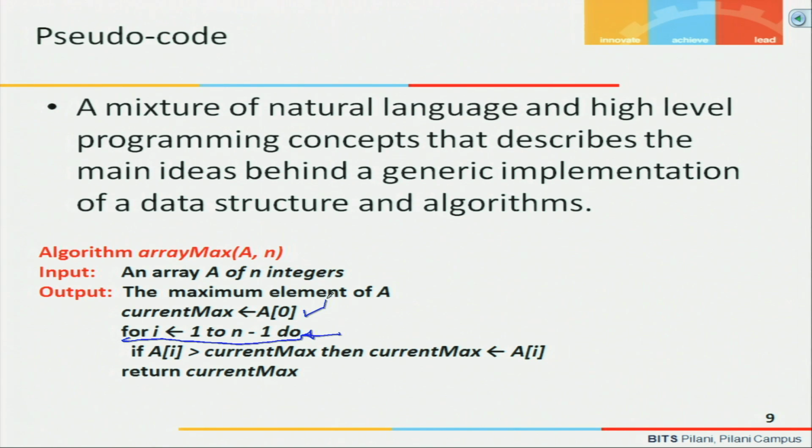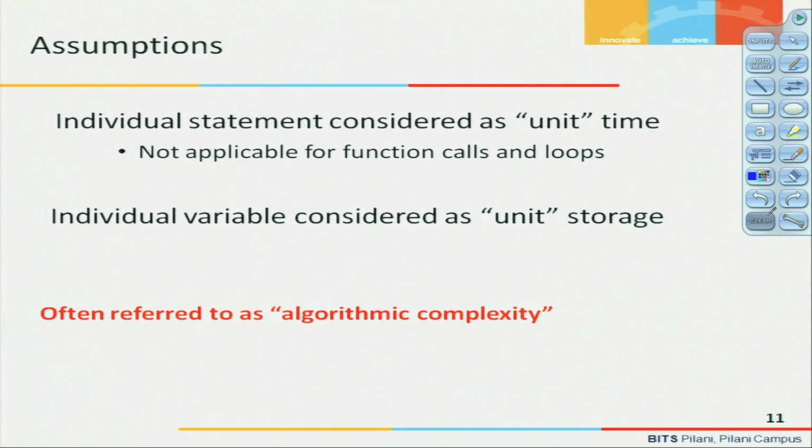It is an assignment to a variable which is current max. An assignment like this is going to take 1 unit of time. A comparison where we are comparing a i with the current max, we will assume takes 1 unit of time. So, that is the first assumption. Individual statements will be considered as a unit time, not applicable for function calls and loops.